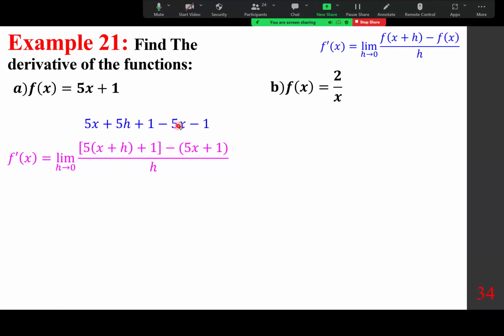5x and minus 5x cancel each other. 1 and negative 1 do the same thing. So the numerator is left with 5h. h cancels out the h. Limit of 5 as h approaches 0. It's a constant. The answer is 5.